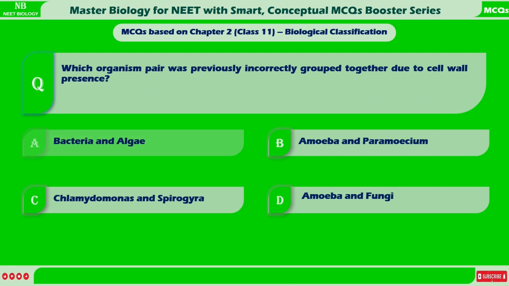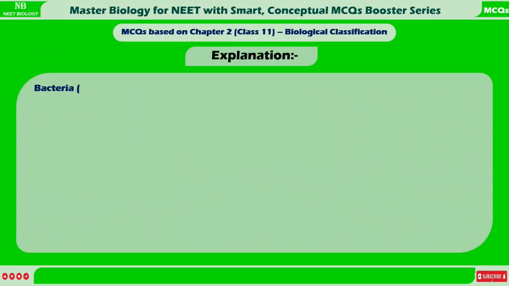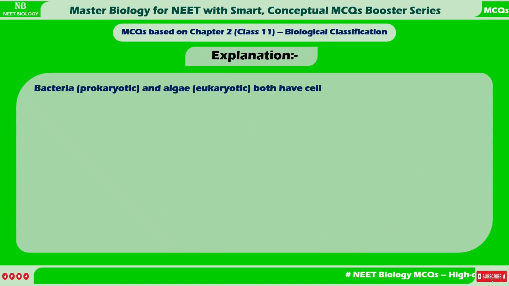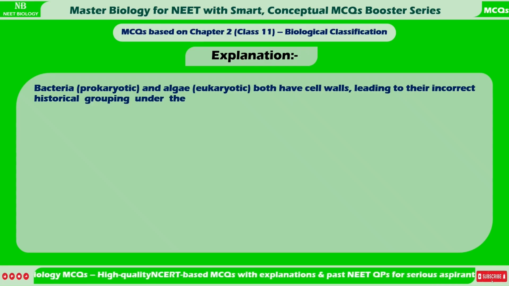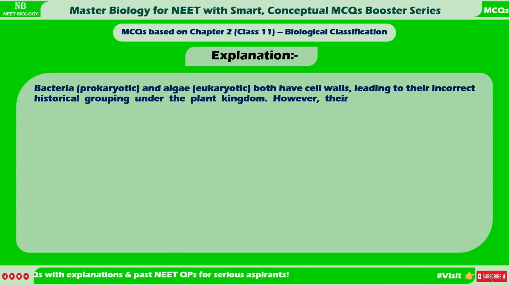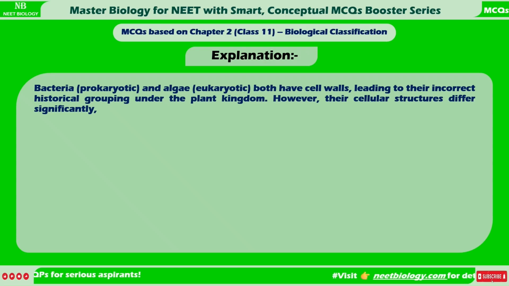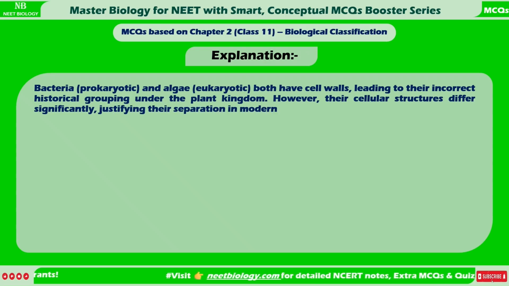Correct answer is A. Bacteria and algae. Explanation: Bacteria, prokaryotic, and algae, eukaryotic, both have cell walls, leading to their incorrect historical grouping under the plant kingdom. However, their cellular structures differ significantly, justifying their separation in modern classification.